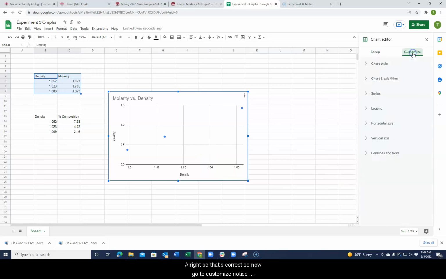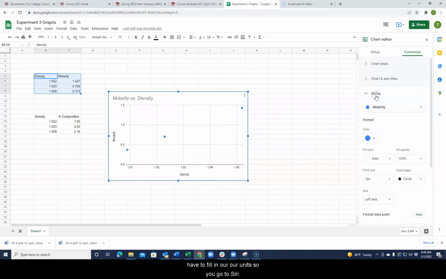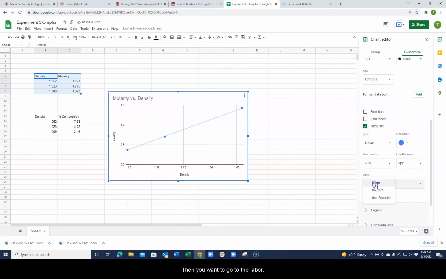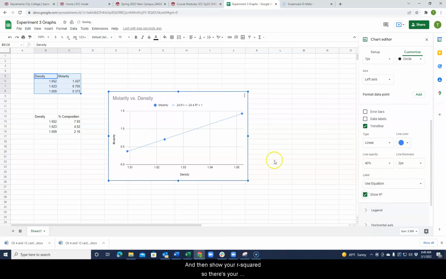So now go to Customize. Notice it already labeled that for us, right? So the only thing we have to fill in are our units. So you go to Series. Then here, when you go to Series, you need to put the trend line here. Then you want to go to the label. Use the equation, and then show your R squared. So there's your equation and your R squared here. Okay, so hopefully that makes sense.